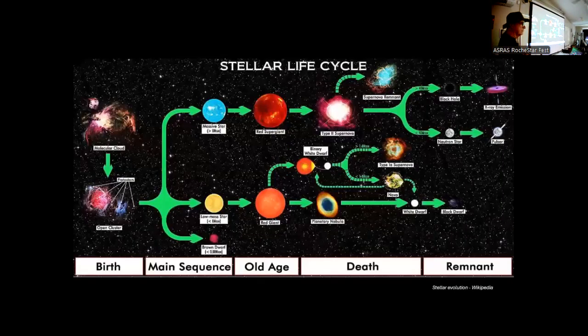So back to this. Now we've talked about molecular clouds into protostars and brown dwarfs. And we're going to move now into first what happens in the life of a low mass star, and then what happens in the life of high mass stars.